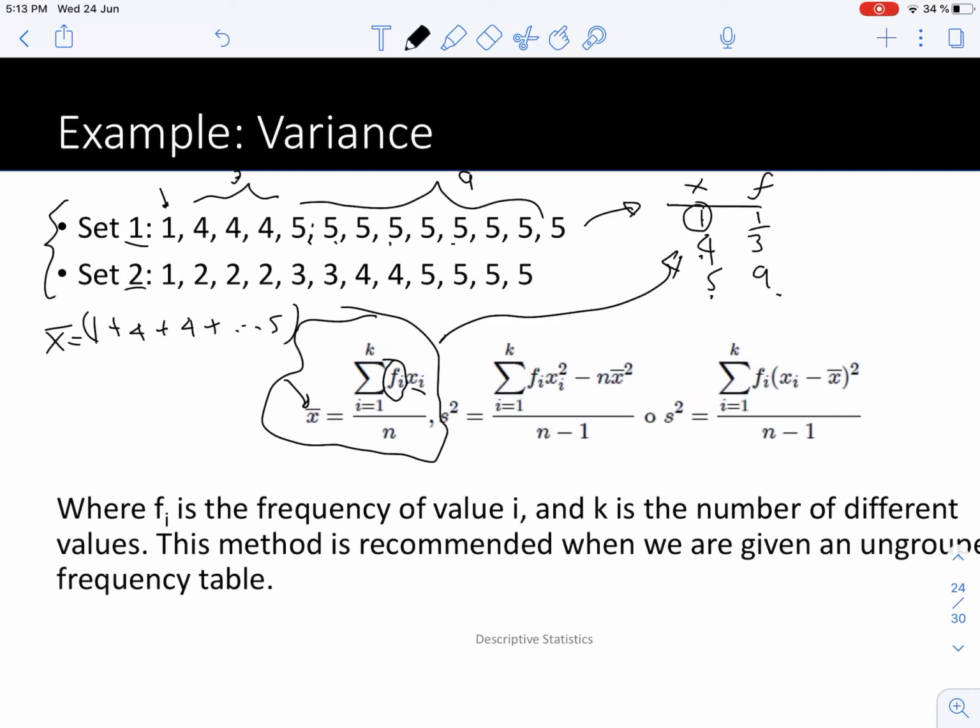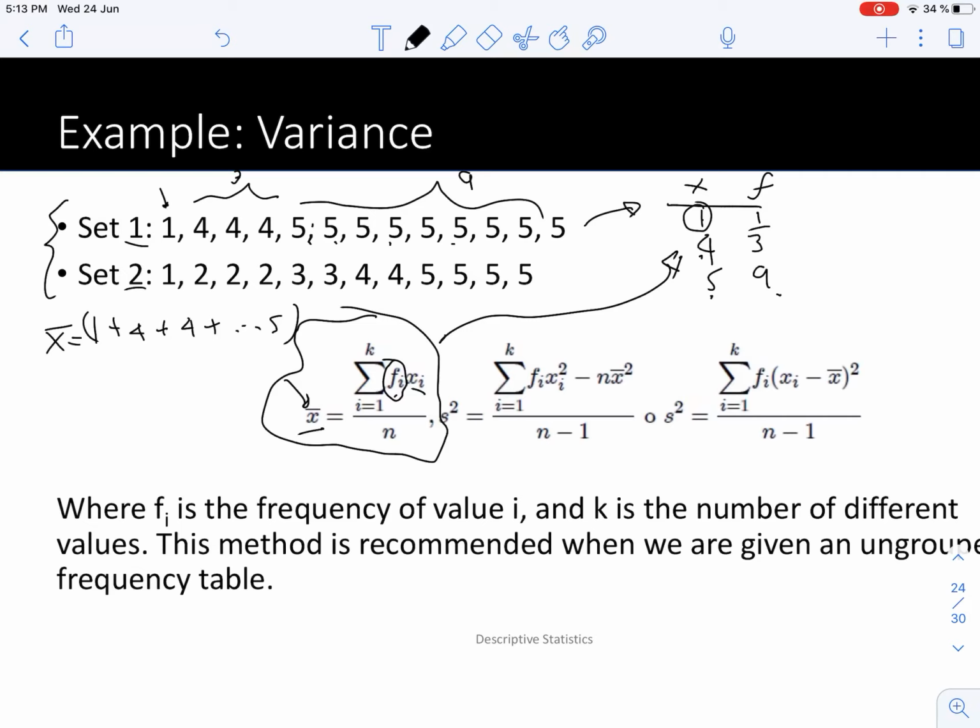Again, you can use the original equation for the mean, or use this equation where we're implementing the absolute frequencies. At the end, you will get exactly the same result. But I think this one is going to be faster, right? Because we have some repeated observations.